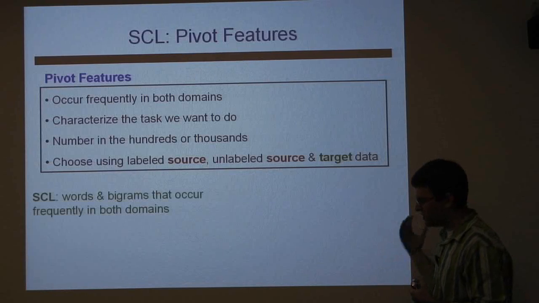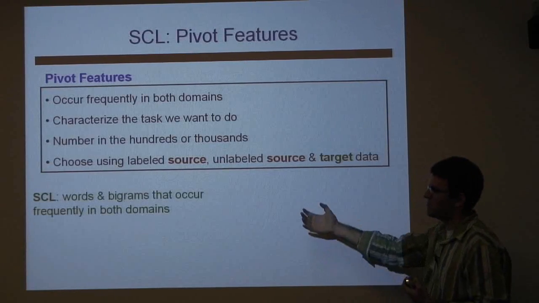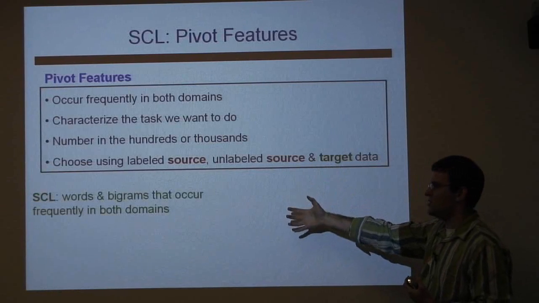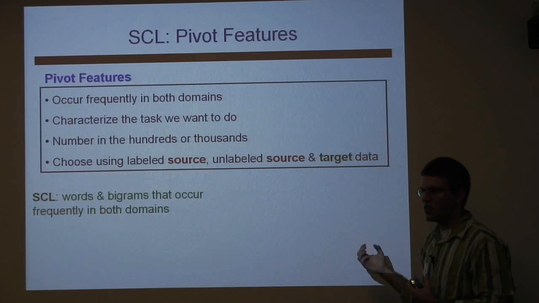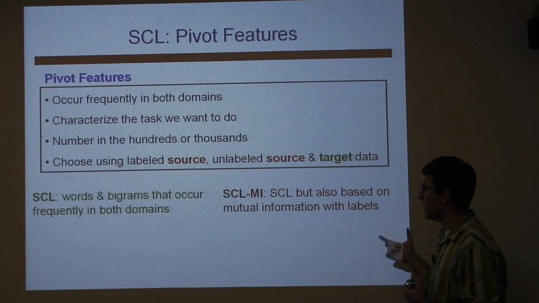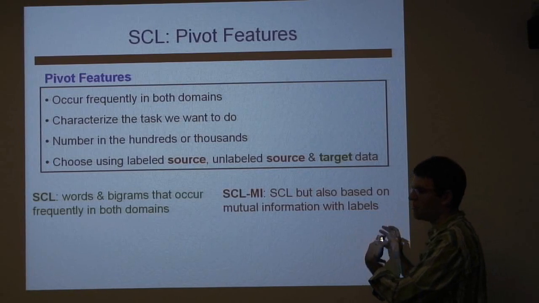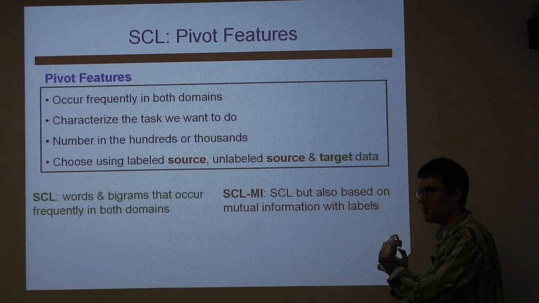So let me give you two examples of how to pick pivots and what kinds of features come out. The first is what I'm going to call SCL, and that's just to choose words and bigrams that occur frequently in both domains. The second I'm going to call SCL-MI, which is like SCL, but it's based also on the mutual information with the labels. Okay.